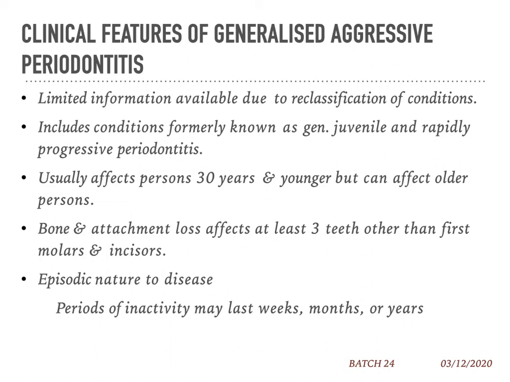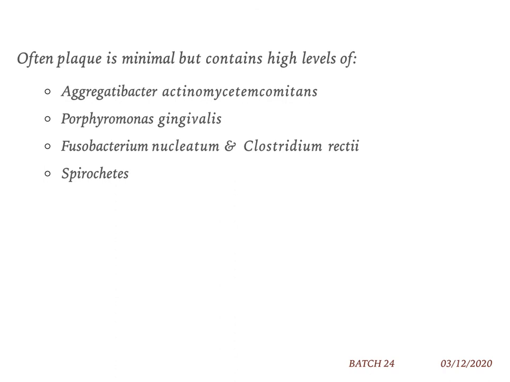So there is a very limited amount of data we have with generalized aggressive periodontitis. The only thing is it should affect at least 3 permanent teeth other than first molar and incisor. If it is less than 3 teeth, it is localized aggressive periodontitis. If it is more than 3 teeth, it is generalized aggressive periodontitis. So again, most of the clinical findings will be similar to localized aggressive periodontitis. Often plaque is minimal but contains higher levels of Aggregatibacter actinomycetemcomitans, Porphyromonas gingivalis, Fusobacterium nucleatum and spirochetal organisms.